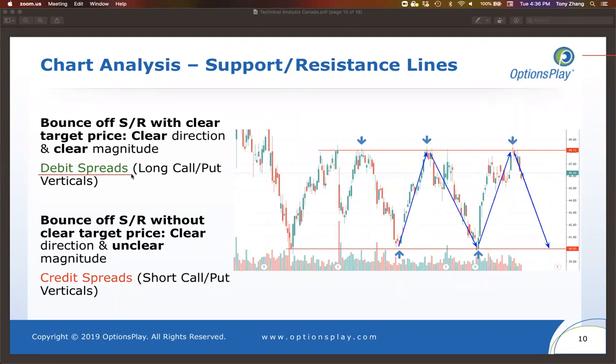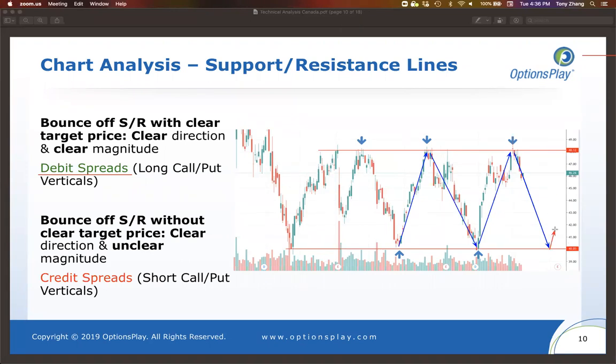The other way you can look at this, a slightly different way but just as equally valid, is that when the stock reaches a support level, you can say that you think it will bounce, but maybe you don't think it will bounce all the way back up to 48. Maybe you just think that it's not going to go any lower.